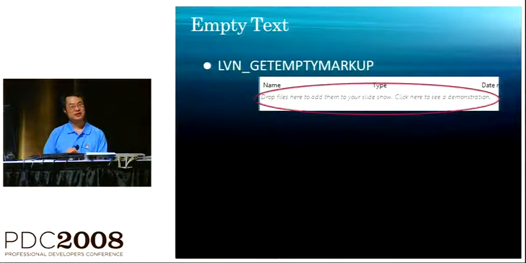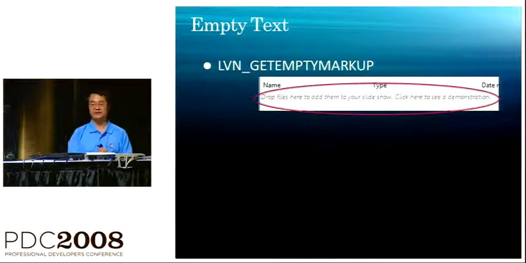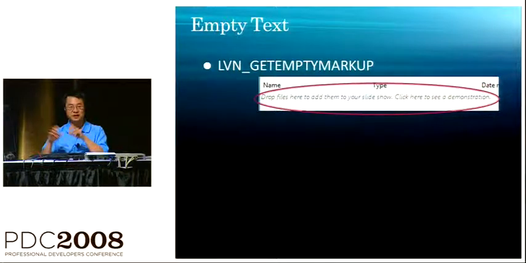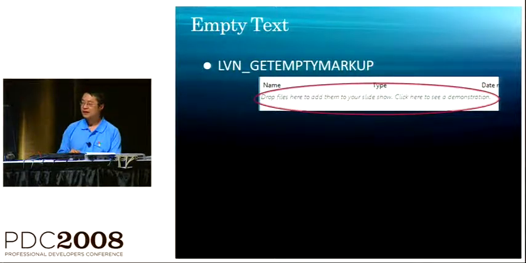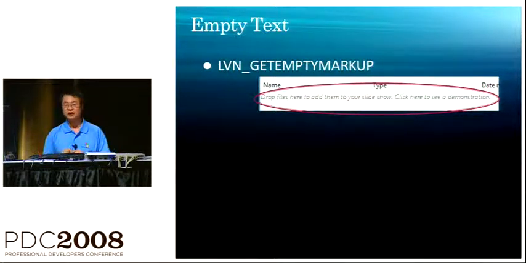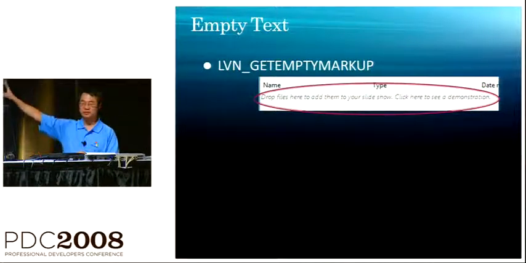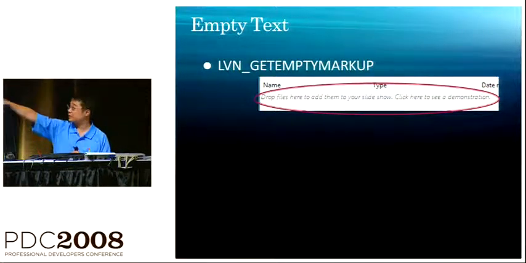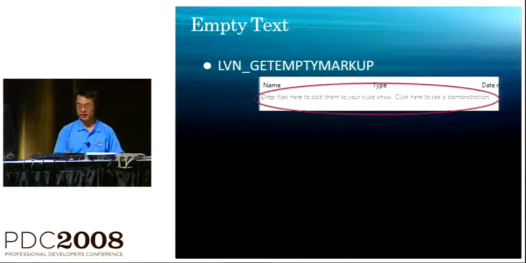This is a notification. The list view uses the pull model rather than the push model. You don't on your own tell ListView what you want to display as your empty text. Rather, you just sit and wait, and if ListView decides that perhaps it should display something here, it says, hey, I want to display some text because there are no items. Then you can respond to LVN_GETEMPTYMARKUP and provide the text that you want to display. The word markup here tells you that there's actually an active link in here, and we'll see that in the sample. You can actually put a link into this text. So for example, here it says, click here to see a demonstration. We'll see how we can get that link to show up.